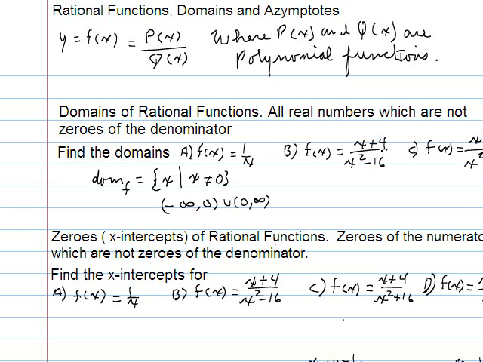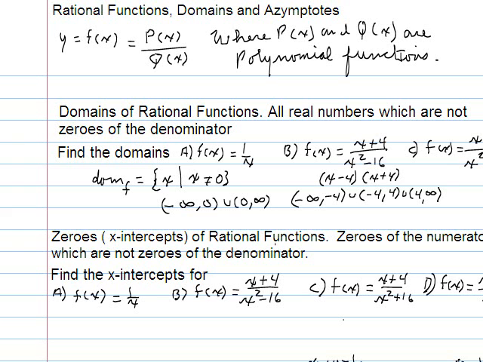Let's take a look at the second function. This one is x plus 4 over x squared minus 16. I change the x squared minus 16 to x minus 4 times x plus 4. There are two values of x that make the denominator 0. That's x equal 4 and x equal negative 4. So in interval notation, the domain would be negative infinity to negative 4, leave out negative 4, union negative 4 to 4, leave out the negative 4 and the 4 with the open brackets, and then union 4 to infinity.